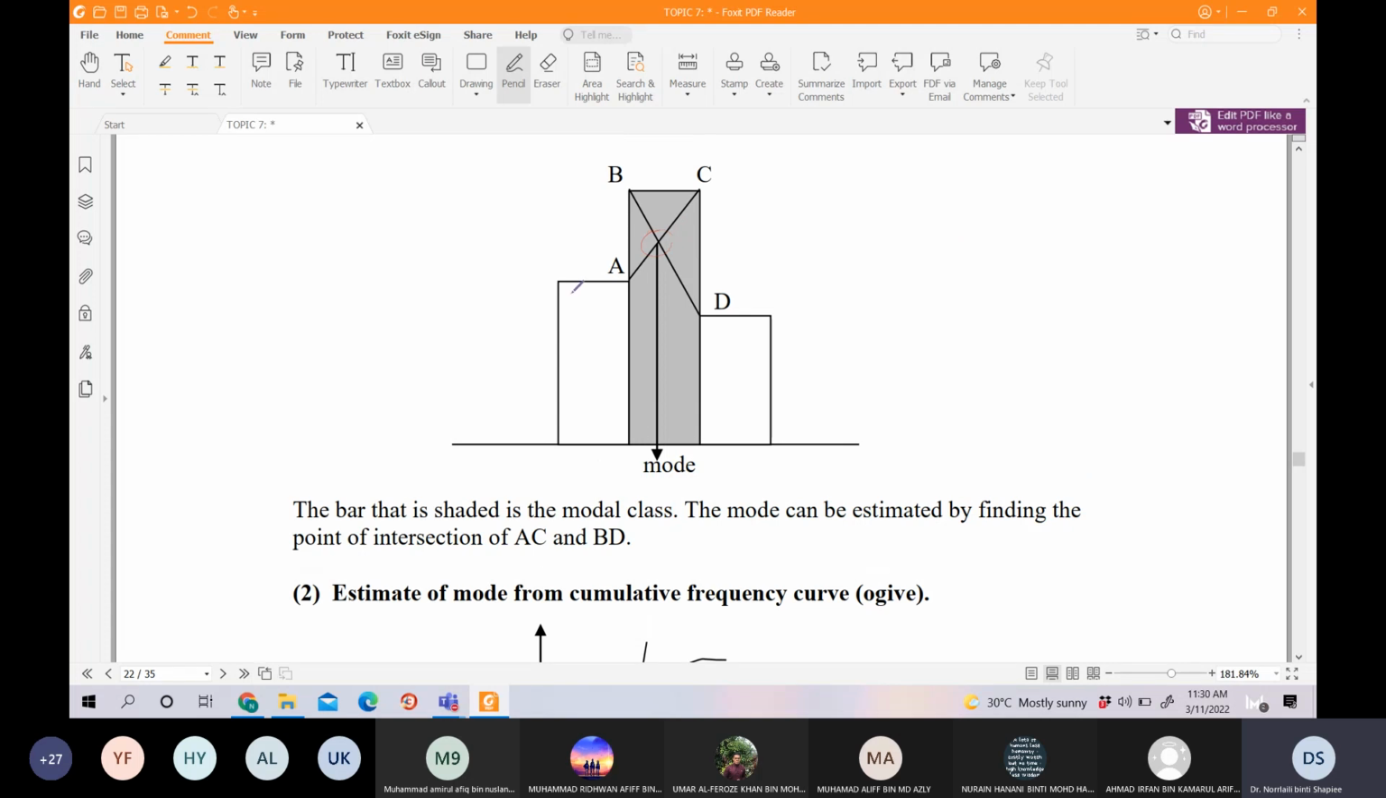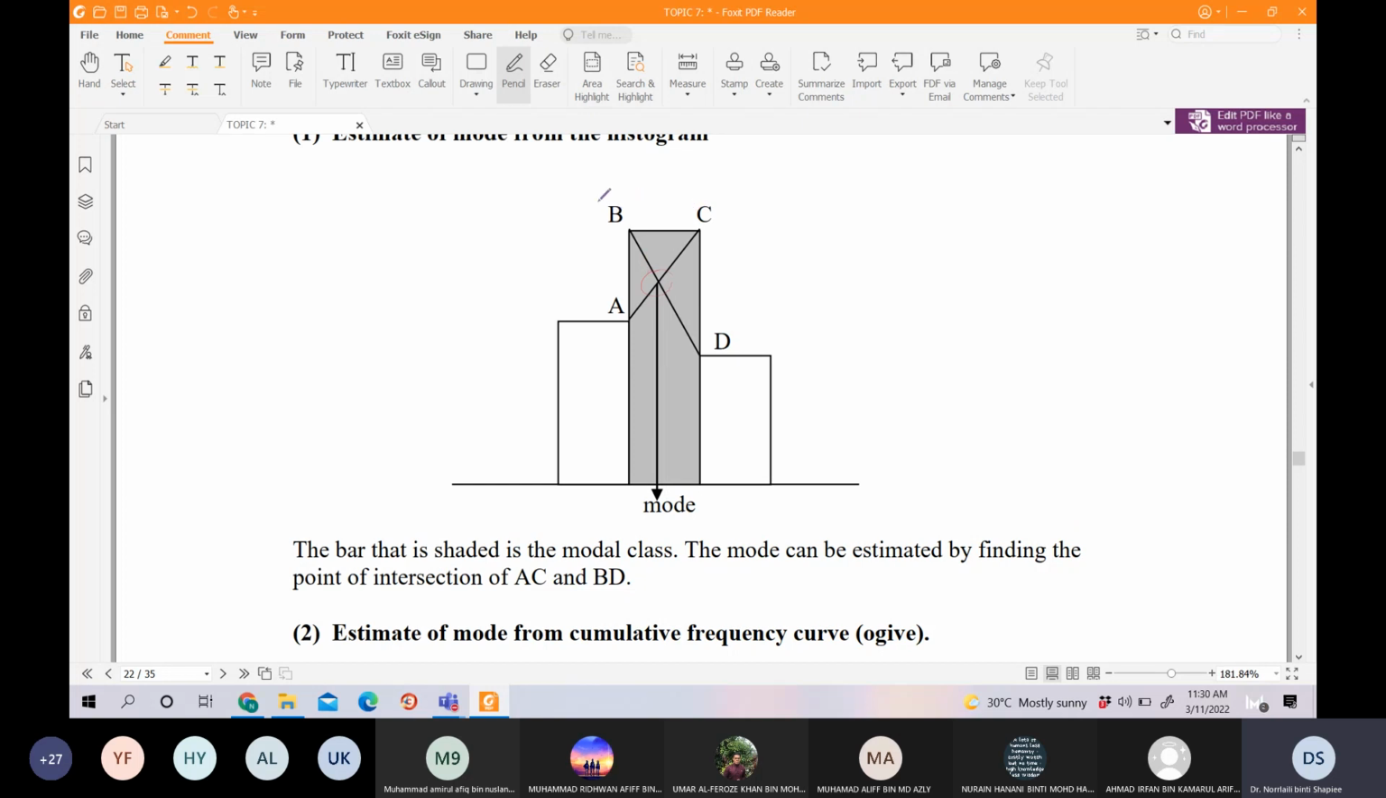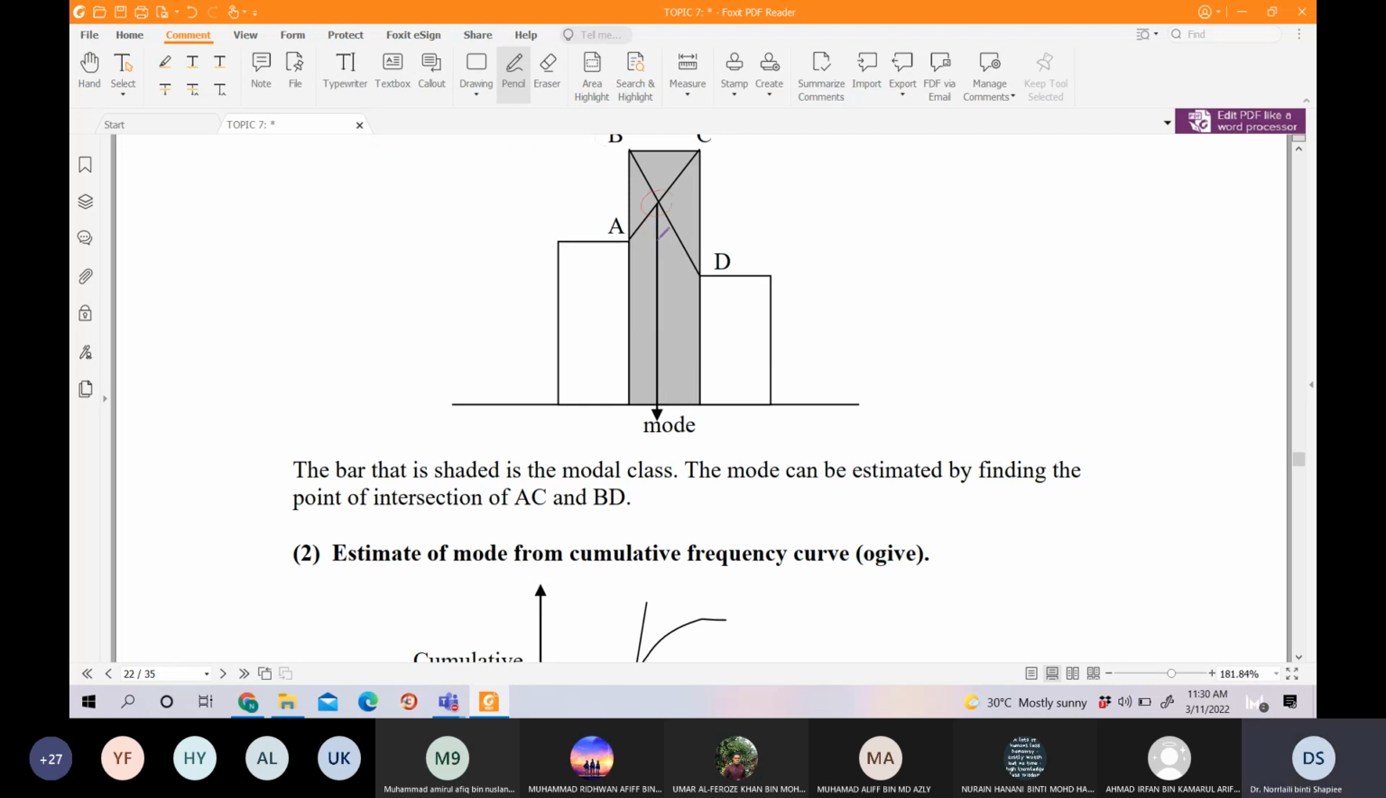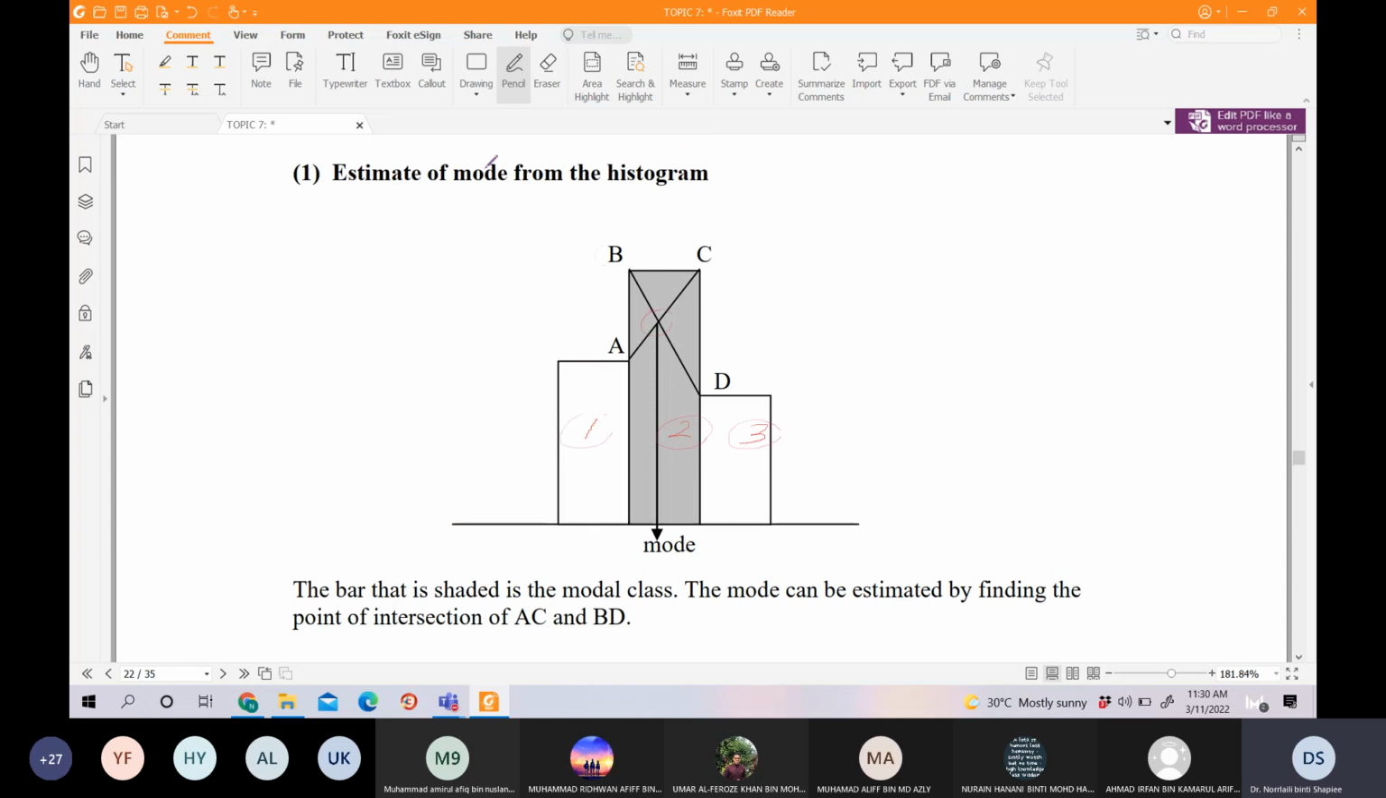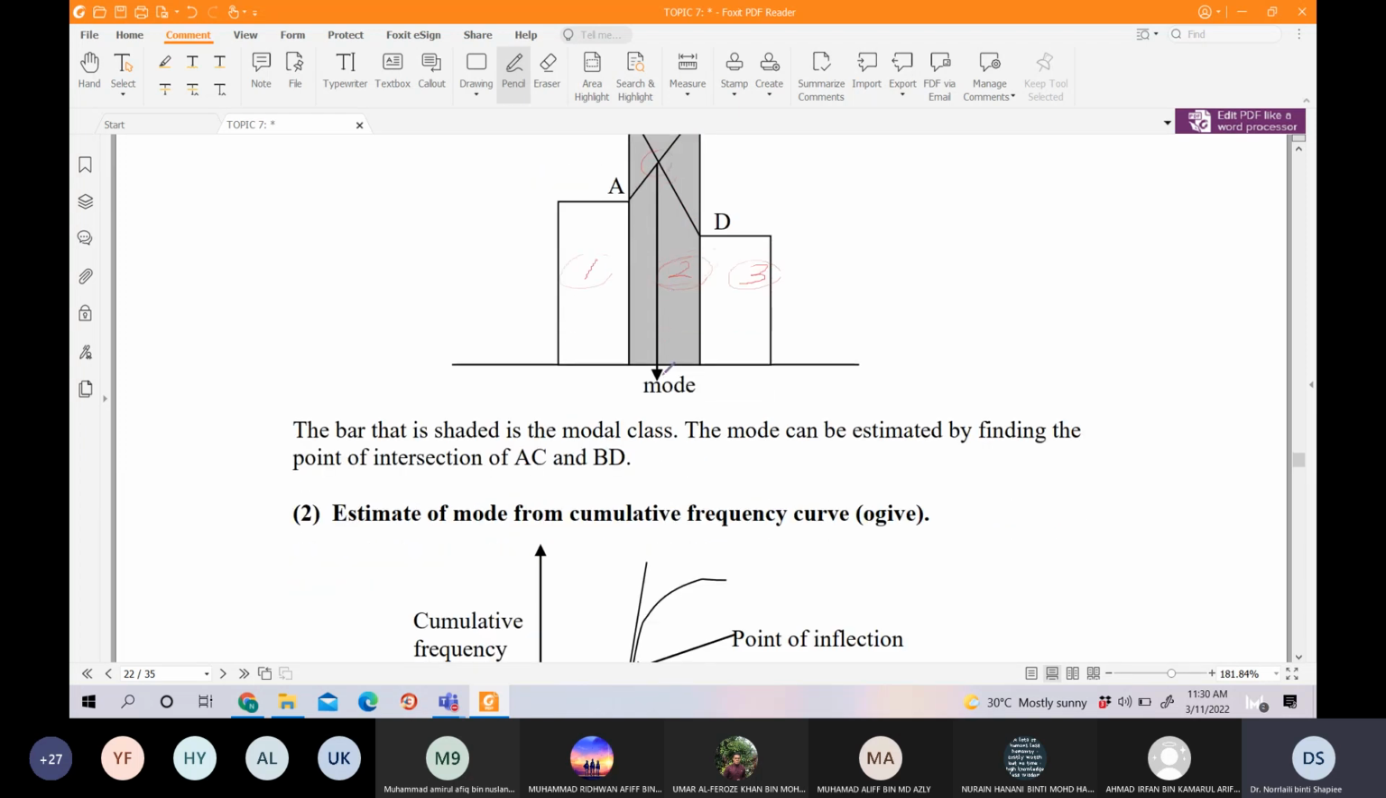Okay, semua ke kena buat ni? Tak perlu semua. Okay, just only the bar, okay, yang paling highest frequency. Okay, so this one is our highest frequency compared to the, so let's say this one is a 1, 2, 3. Okay, so 2 is greater than 1 and 3. So you have to find mode by using graphical method from the histogram only for the bar number 2. Okay, because this one is the highest frequency.